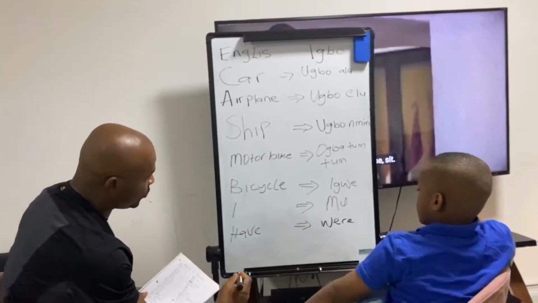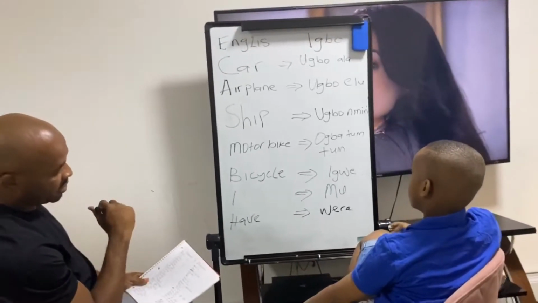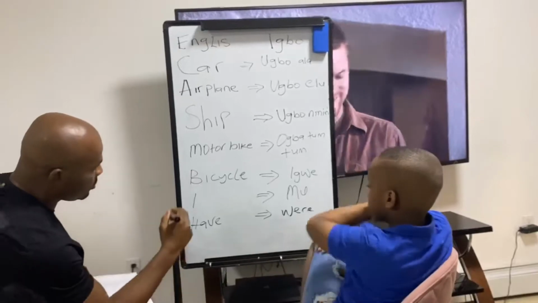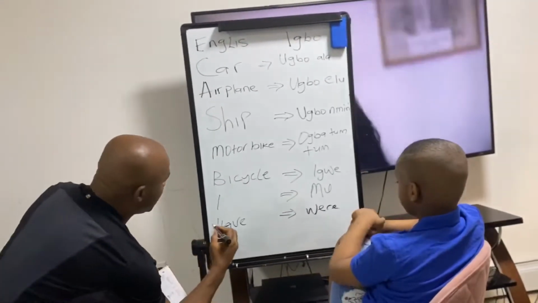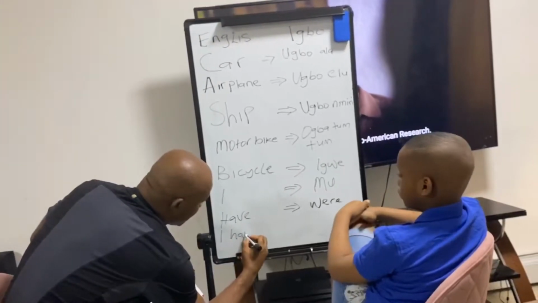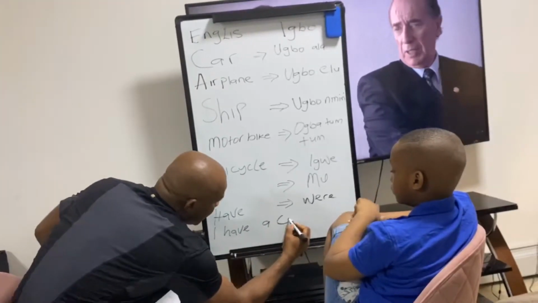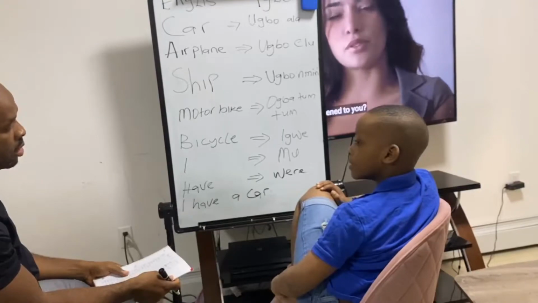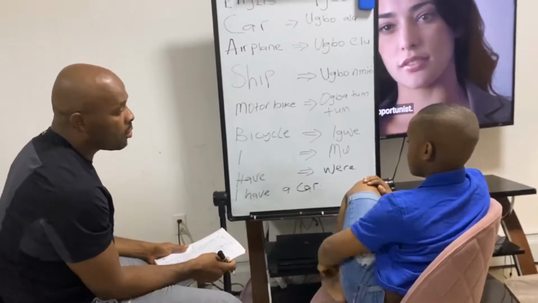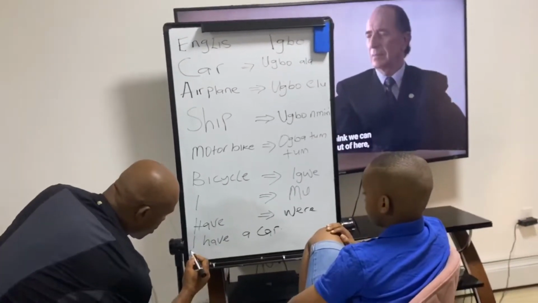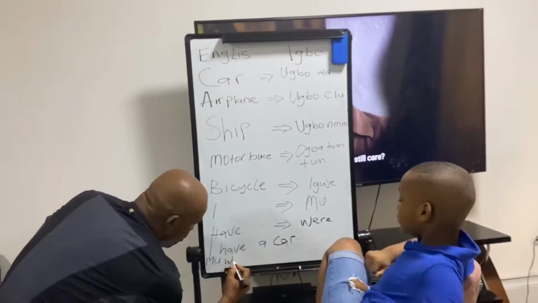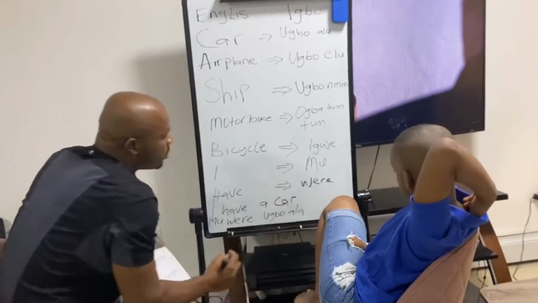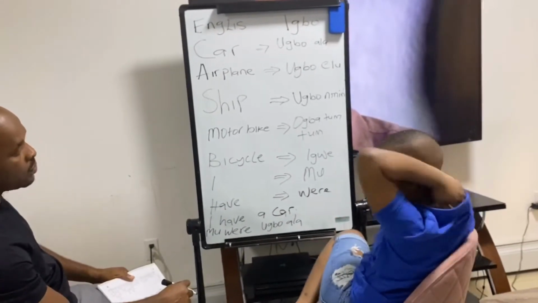So, let's use some of these and see some phrases or sentences we can make using them, all right? I have a car. Can you tell me what that would mean in Igbo? Mo were obo ala. All right. Yes. Good.